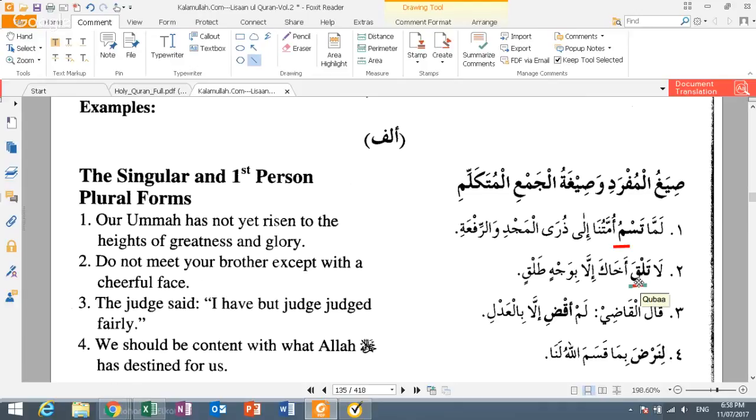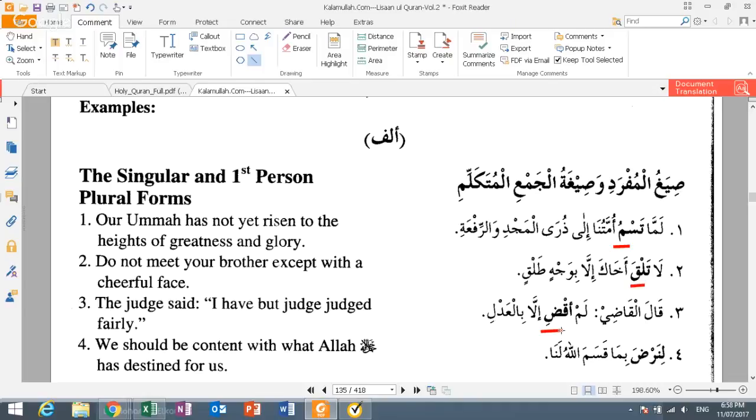So this will happen in all the fives again. Understand what all five means? I want to hear. Got it? Understand this? So la talqa. This is wahid muzakkar hadir. Clear to everyone?